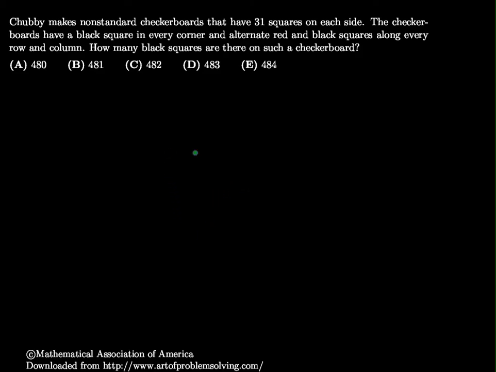Okay, 2012 AMC. This was problem 14 from the AMC10A, and it says Chubby makes non-standard checkerboards that have 31 squares on each side. The checkerboards have a black square in every corner and alternate red and black squares along every row and column. How many black squares are there on such a checkerboard?